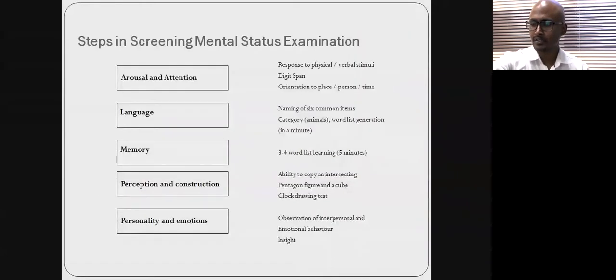So this is a basic theoretical concept. Based on this, we need to assess somebody's state function. The state function consists of arousal and awareness. If the patient is not sleeping, has open eyes, is responding to the stimulus, and is attentive to whatever you're saying, that means his state function is good. Only if state function is normal can you assess the other channel functions, which are language, memory, perception, and other things like emotions.